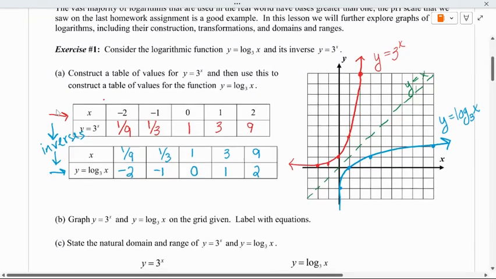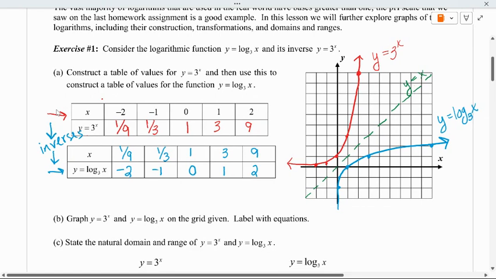Are we good? Are we awake? I'll keep that there for a second. I see some of you guys are still graphing.